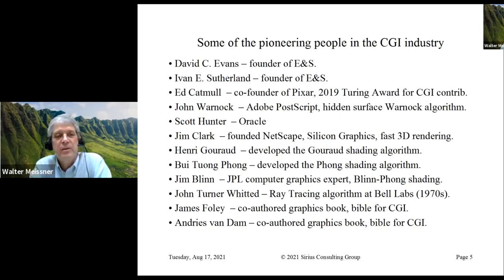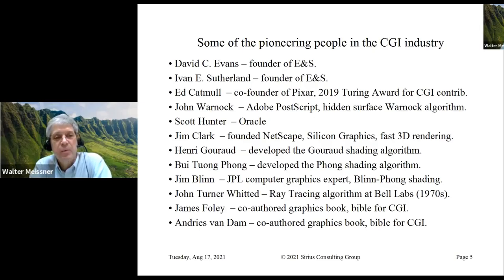You had Jim Clark, who founded Netscape, left and founded Silicon Graphics, which produced the high-end graphics terminals that cost like $100,000 to $200,000, and also known for his fast 3D rendering. You had Henri Gouraud, who developed the Gouraud shading algorithms. You had Bui Tuong Phong, who developed the Phong shading algorithm. You had Jim Blinn, a JPL computer graphics expert known for the Blinn-Phong shading algorithm.